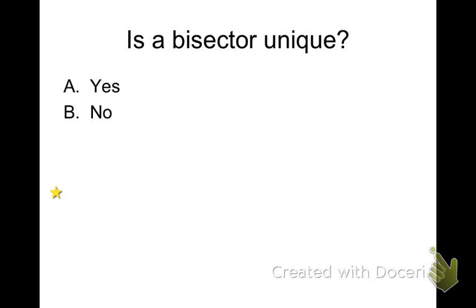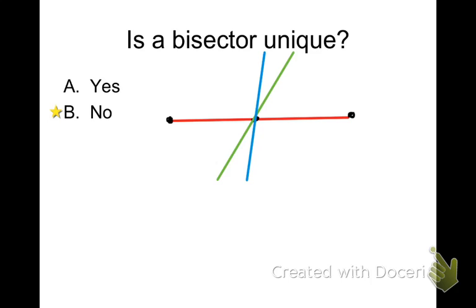Is a bisector unique? No. The midpoint is unique. The midpoint of a segment is unique, but a bisector, which intersects this segment at the midpoint, is not unique. We could have numerous bisectors. Here's one for instance. Here is an alternative one. And we could continue with lines, even planes are bisectors of segments.